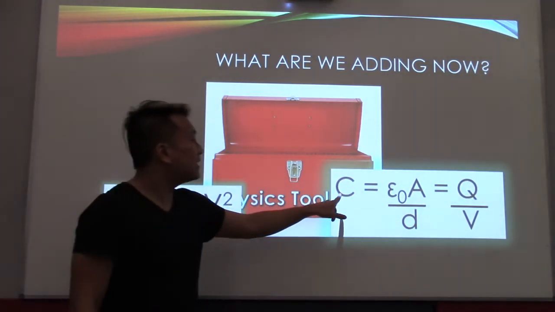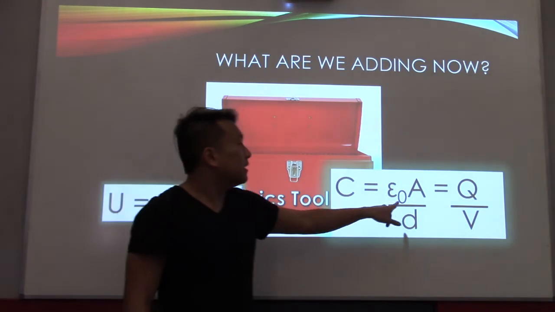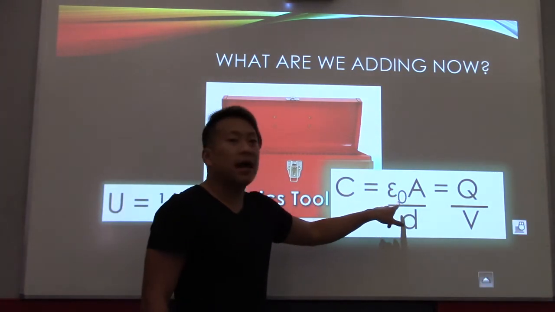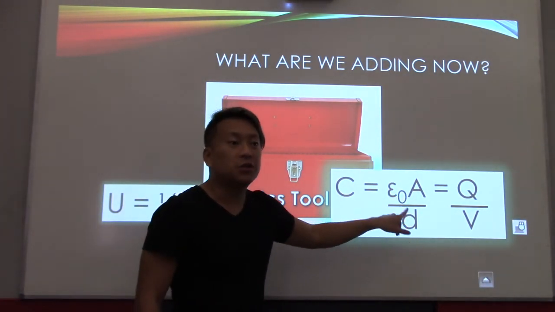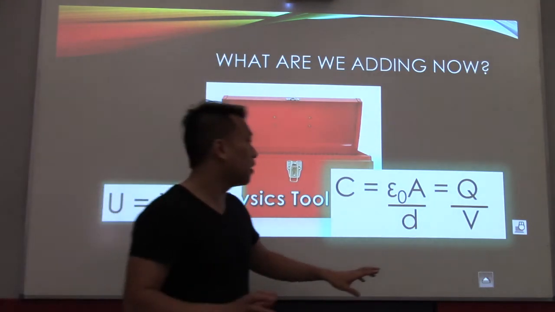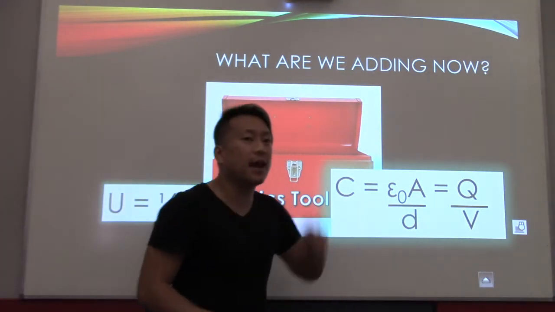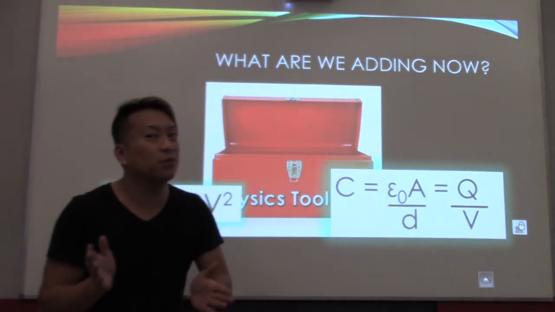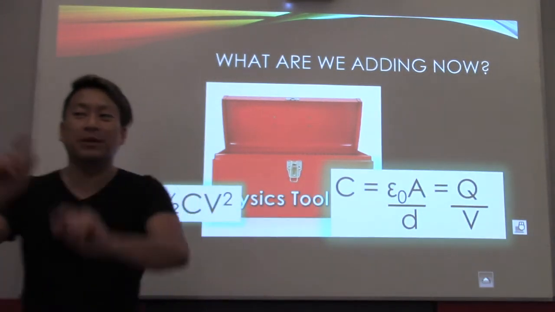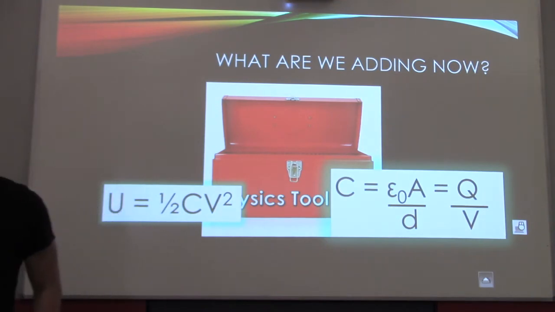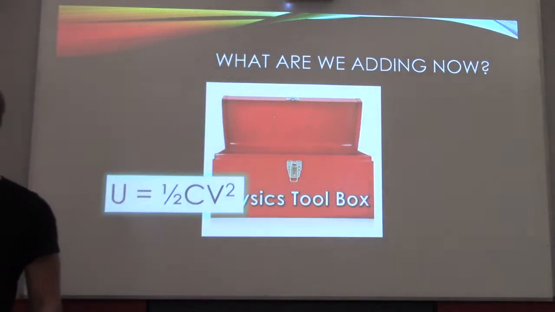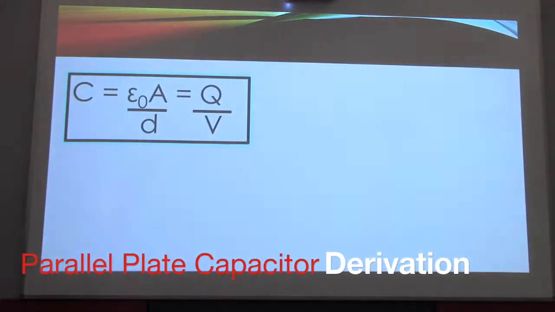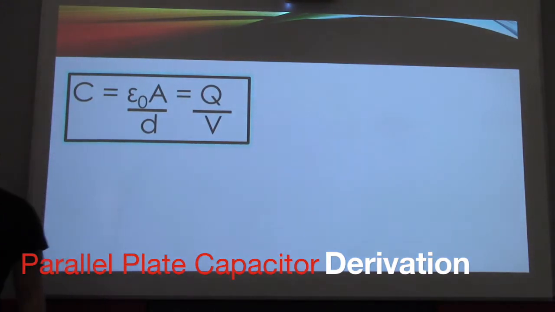We can see that capacitance is equal to epsilon naught, the permittivity of free space, which is more or less just a constant for our purposes in our class. A is the area, we'll talk about what it is, and d is the distance between parallel plates. So let's put these in our toolbox.